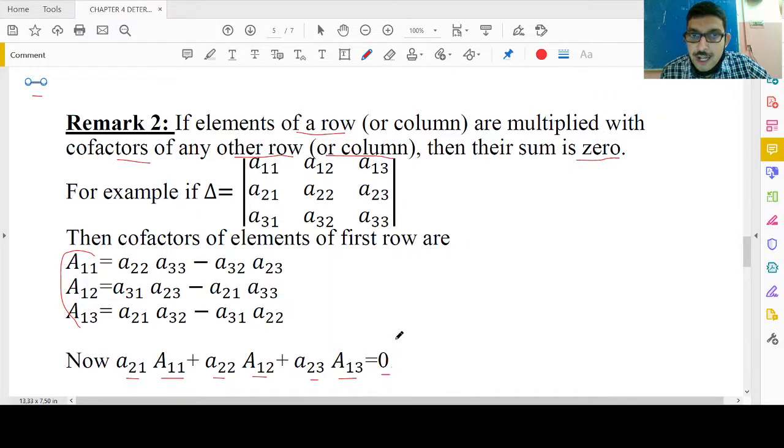So if the elements of a row are multiplied with the cofactors of any other row, then their sum is 0. Similarly, if the elements of a column are multiplied with the cofactors of any other column, then their sum is 0. If you multiply with the cofactors of the same row, you will get the value of the determinant. If you multiply with the cofactors of any other row, you will get the sum as 0.